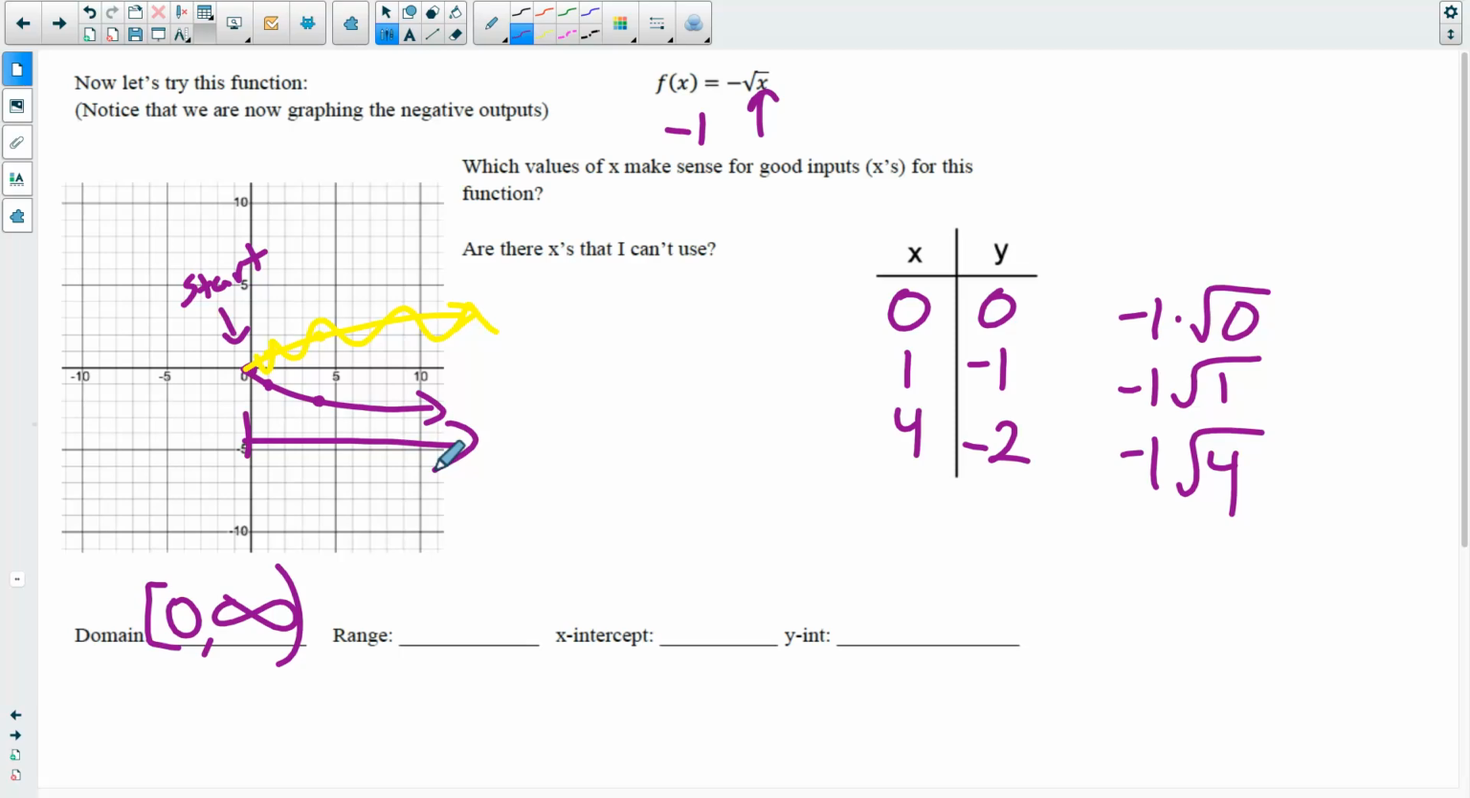The range, well, that changed. Because now I'm looking at the highest point this graph will ever have, which is 0. What's my lowest point it's going to be? Negative infinity. So I start at negative infinity and I go to 0. So that negative did change my range. It had some effect on it. And that's because we flipped it again. X-intercept, Y-intercept, same exact thing, 0, 0. So let's just write those in.